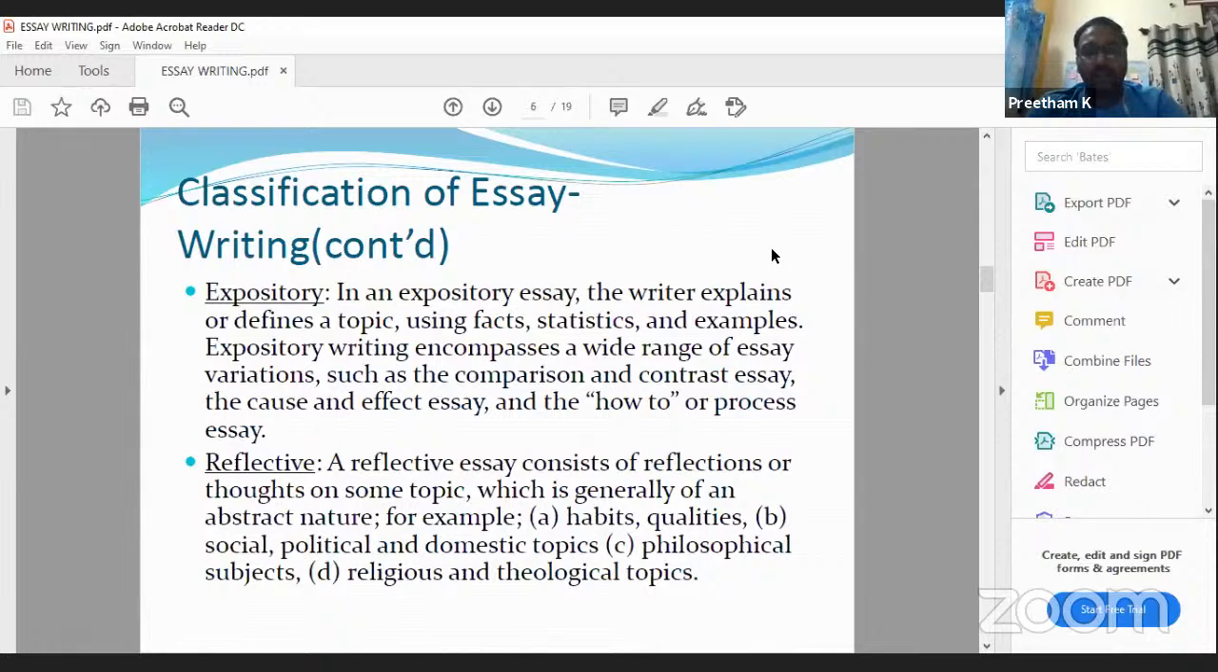Reflective. A reflective essay consists of reflections or thoughts on some topic, which is generally of an abstract nature. For example, habits, qualities, social, political, and domestic topics, philosophical subjects, religious and theological topics.